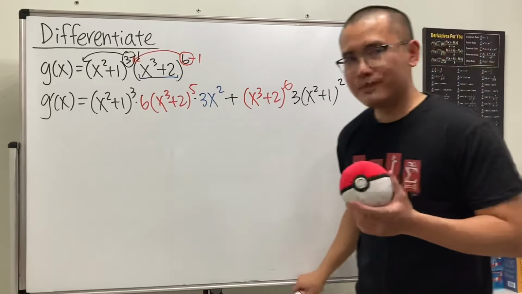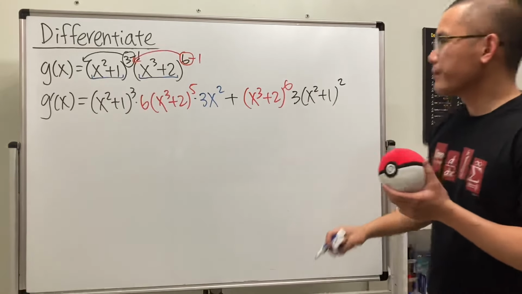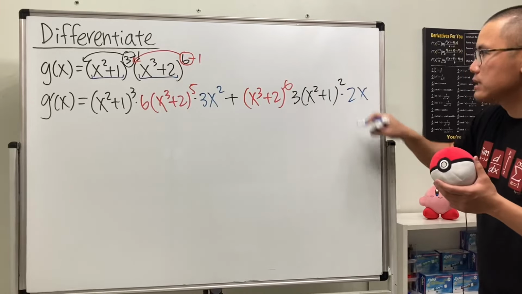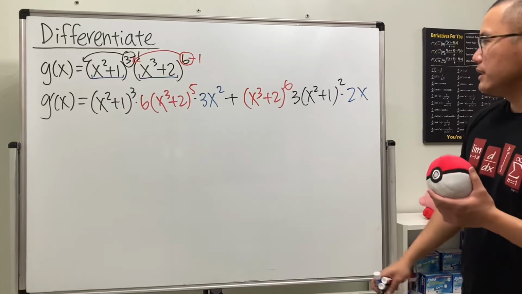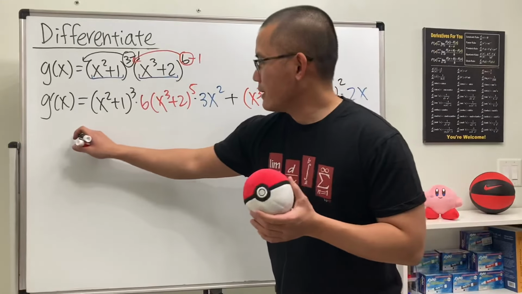But we're not done yet. Chain rule. Multiply by the derivative of these things, right? So we multiply by 2x. Okay, so far so good. And now let's see if there's anything that we can simplify. We can factor things out.